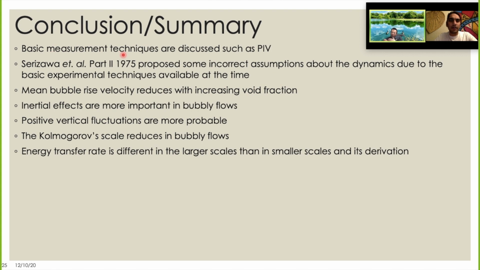So to conclude, I introduced the basic experimental techniques such as PIV. Serizawa et al. in 1975 proposed some assumptions about the dynamics which we now know are incorrect. Mean bubble velocity actually reduces with increasing void fraction, which was a weird but interesting result. Inertial effects are more important in bubbly flows. Positive vertical fluctuations are more probable than horizontal fluctuations. The Kolmogorov scale reduces in bubbly flows, and the energy transfer rate, which is the most important result, is different at different scales.